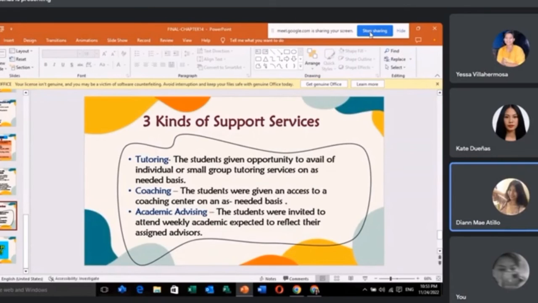Awesome! The second one is coaching. The students were given access to a coaching center on an as-needed basis. ADHD coaching is a service that has gained increasing interest as an intervention that may help individuals improve their executive functioning skills and enhance their self-regulation. Here I will show a short clip video of a student with autism spectrum disorder who is being coached by a SPED teacher.